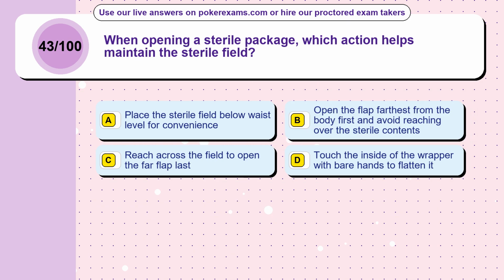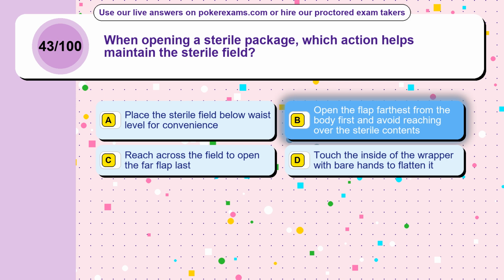Question 43. When opening a sterile package, which action helps maintain the sterile field? Option A. Place the sterile field below waist level for convenience. Option B. Open the flap farthest from the body first and avoid reaching over the sterile contents. Option C. Reach across the field to open the far flap last. Option D. Touch the inside of the wrapper with bare hands to flatten it.